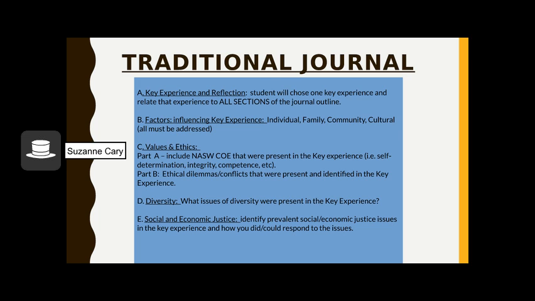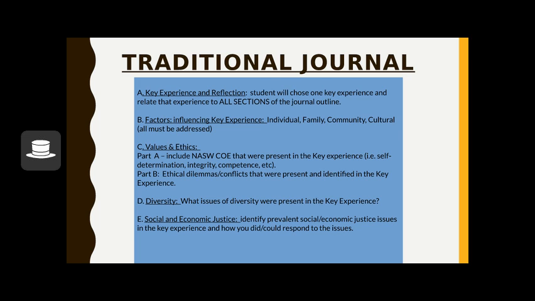So let's talk about the traditional journal format. This is one that you are used to if you've been a field instructor for us before, although we have reordered some of the components, and I've stretched this out into several different slides. So of course, as typical, we have the key experience and reflection.